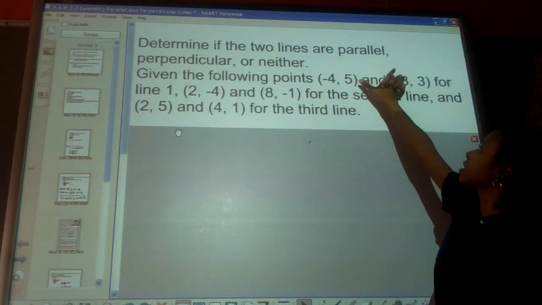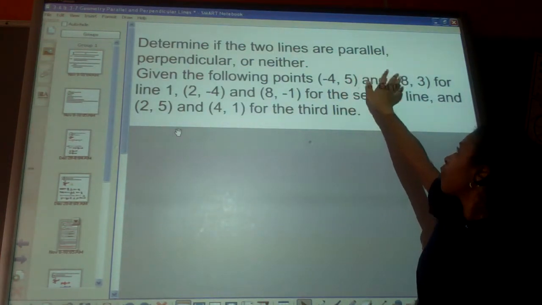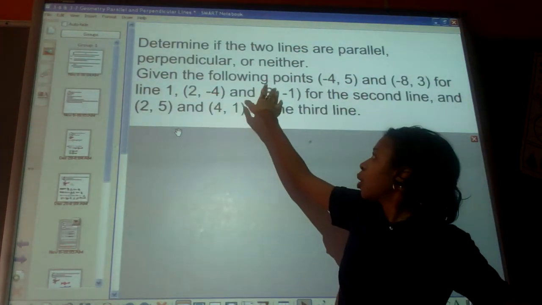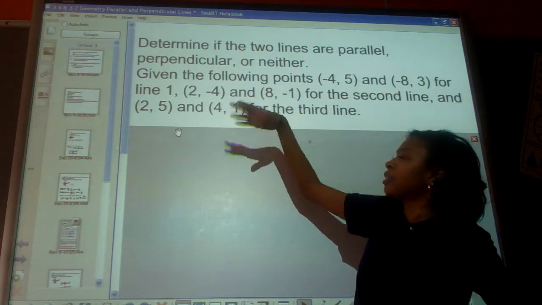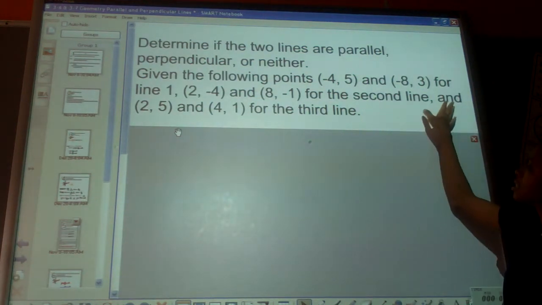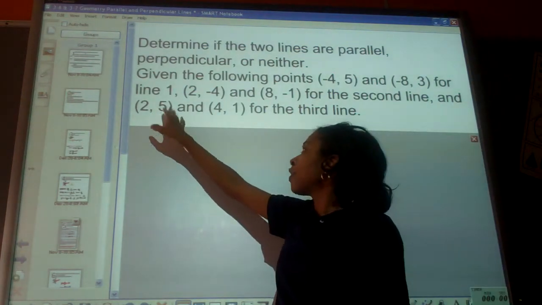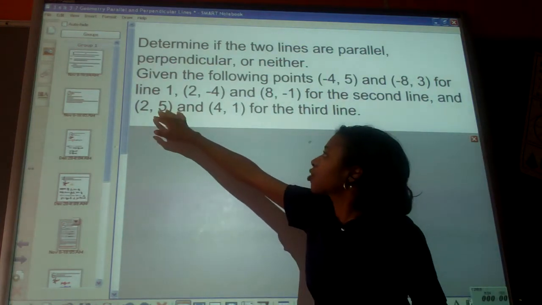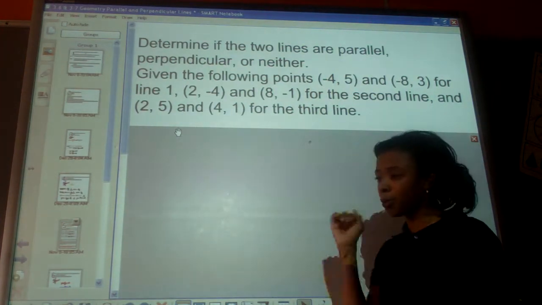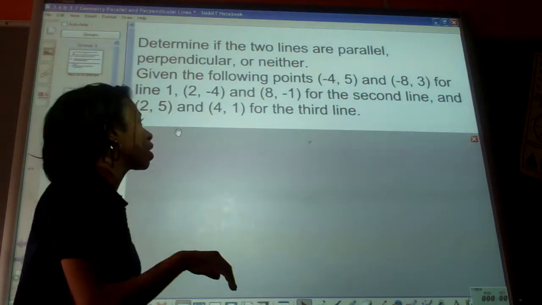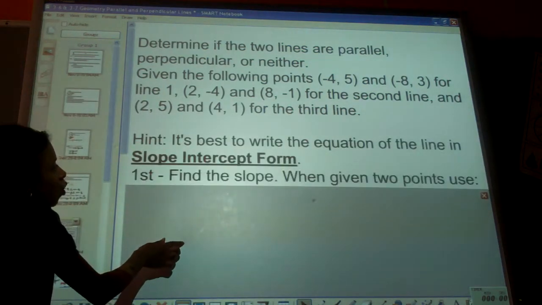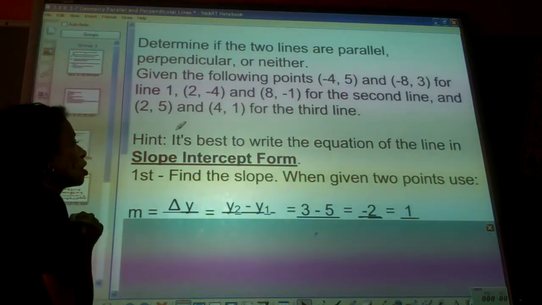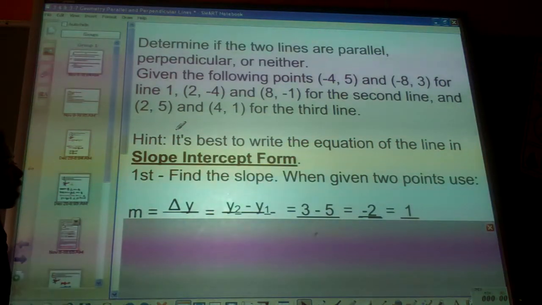So this is on one line, and these points both lie on the same line. They're just in different locations. And this is line 2. And these are 2 points on the same line. They're just in different locations. And this is the third line with the points (2, 5) and (4, 1). And the question is, are these 3 lines parallel, perpendicular, or neither? And we can determine that by calculating the slope. Okay? It's best to write the equation in slope-intercept form. But first we need to find the slope.